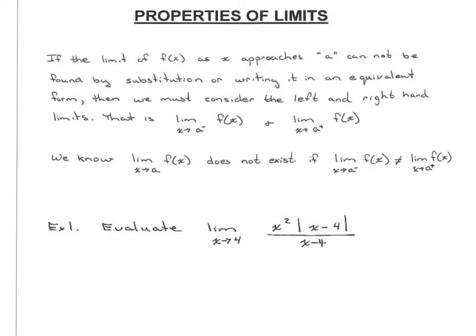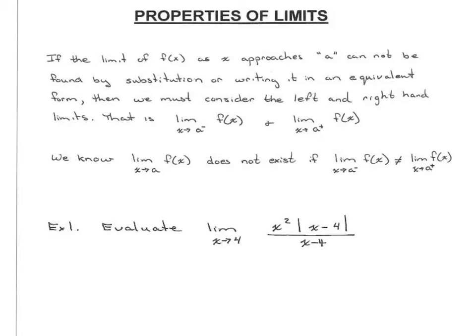Day 6. We're continuing with our properties of limits. And so we're going to, of course, look at direct substitution being our first go-to. If we can't, we get that 0 divided by 0. We try to write it in an equivalent form. Sometimes what we have to do is look at the right and left-hand limits individually and then check to see if that limit exists or not.